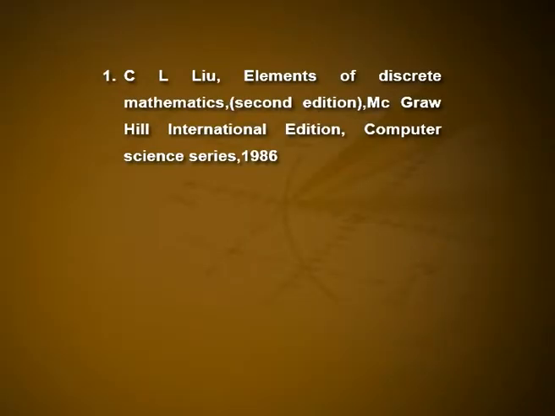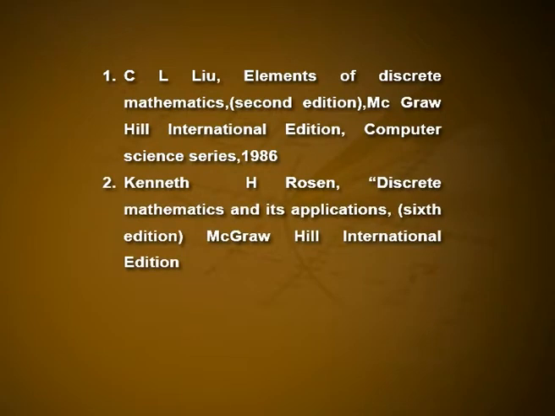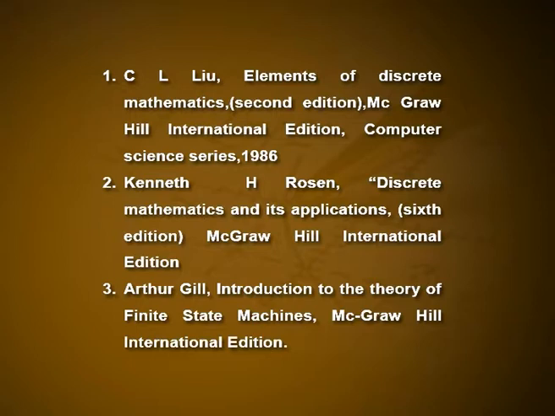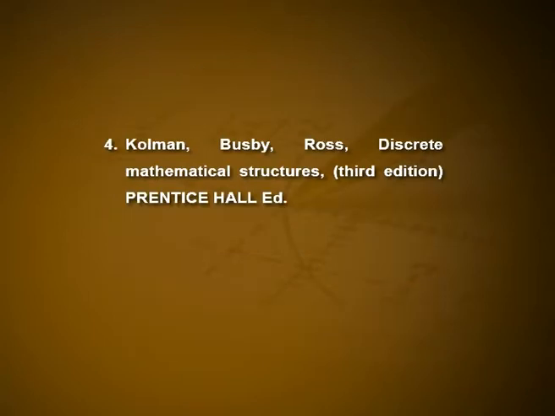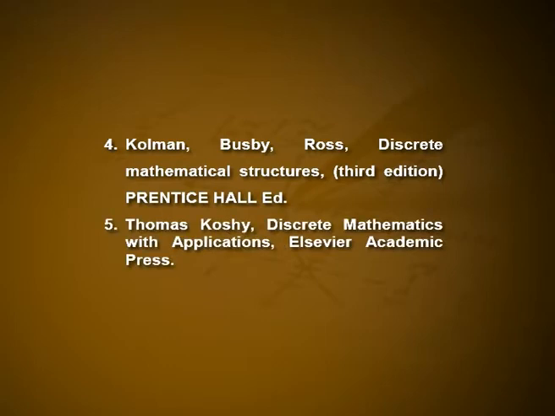Here are some books for further reading. First one is The Elements of Discrete Mathematics by C.L. Liu, McGraw-Hill International Edition, Computer Science Series 1986. Second one is Discrete Mathematics and Applications by Kenneth H. Rosen by McGraw-Hill International Edition. Third one, Introduction to the Theory of Finite State Machines by Arthur Gill, McGraw-Hill International Edition. Fourth one, Discrete Mathematical Structures, 3rd edition by Bernard Kolman, Robert Busby, Prentice Hall. Fifth one, Discrete Mathematics with Applications by Thomas Koshy, Elsevier Academic Press.